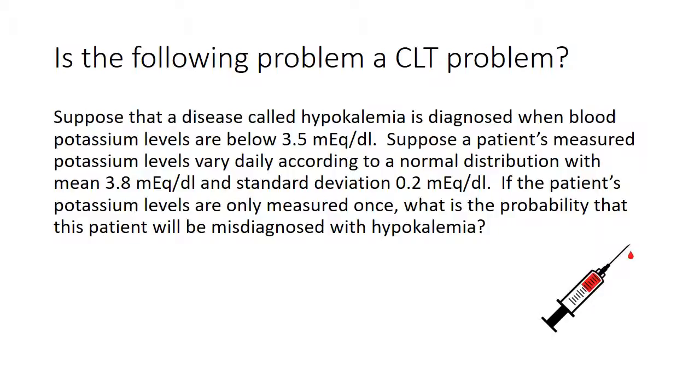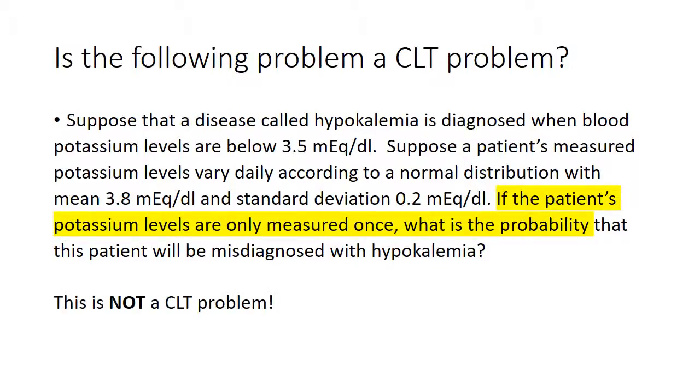Okay, well, what is the question? If the patient's potassium levels are only measured once, what is the probability, blah, blah, blah? We are looking at a probability of a single thing, not a sample mean. This is not a central limit theorem problem. We are looking at a single thing, one measurement. This is not a central limit theorem problem.